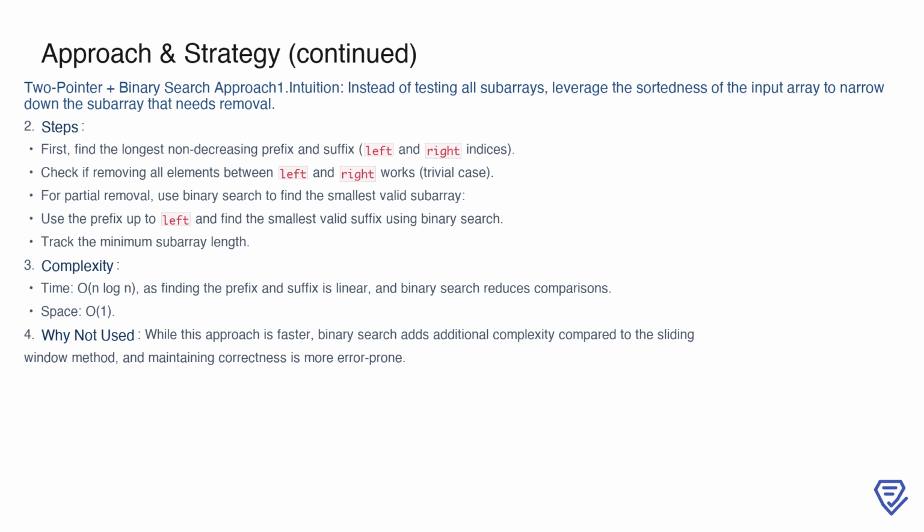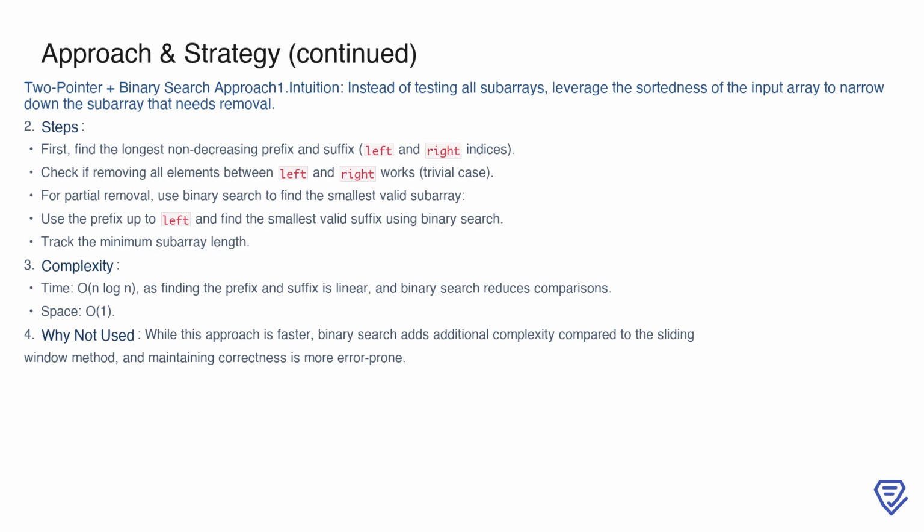This approach improves the time complexity to n log n, as finding the prefix and suffix is linear, and binary search efficiently narrows down the valid range. Space complexity remains 1, as no additional data structures are used. However, this method introduces added complexity due to binary search, which can make implementation and correctness more challenging compared to simpler alternatives.